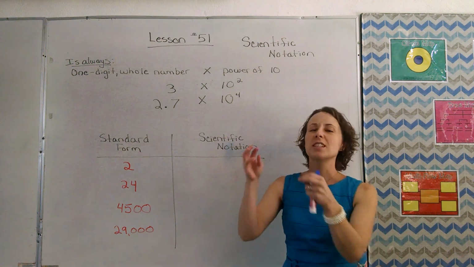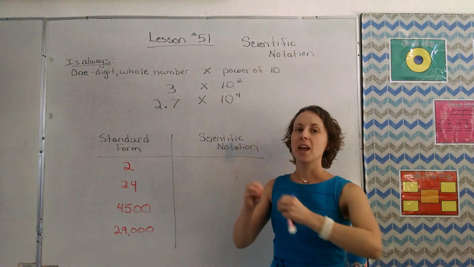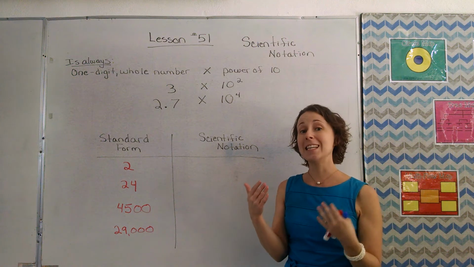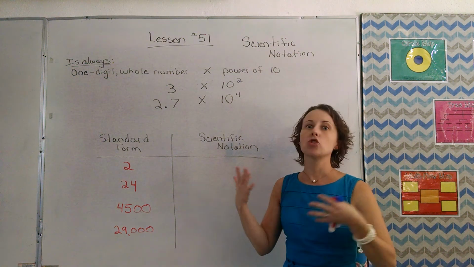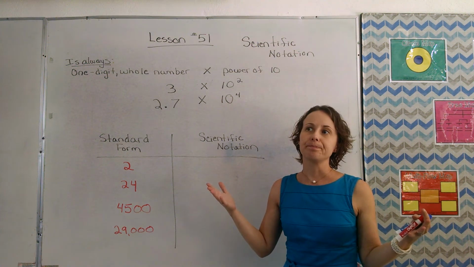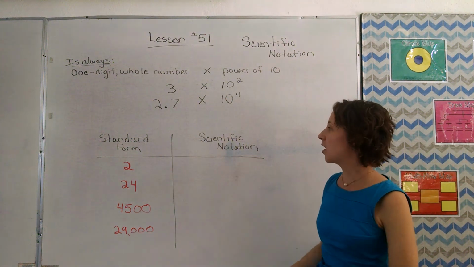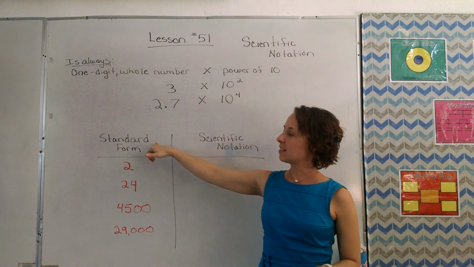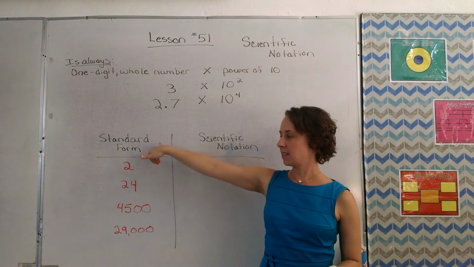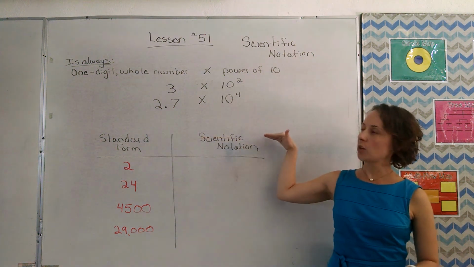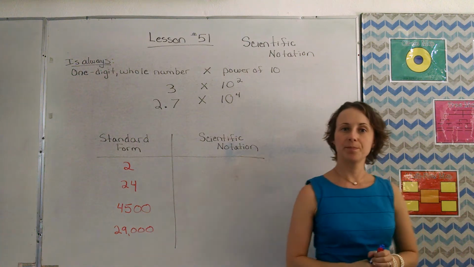That way physicists who are studying tiny particles can write their number in such a way that it's easy to compare it to, say, astronomers or other scientists who are using very, very large numbers. So it's very helpful. Let's look today at some regular numbers written in standard form and see if we can turn them into scientific notation.